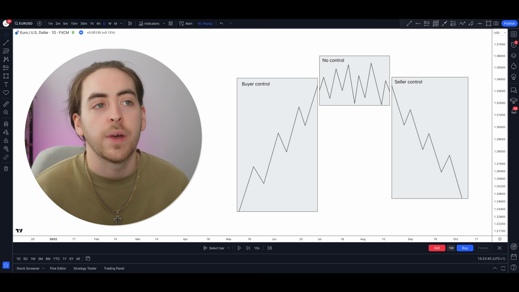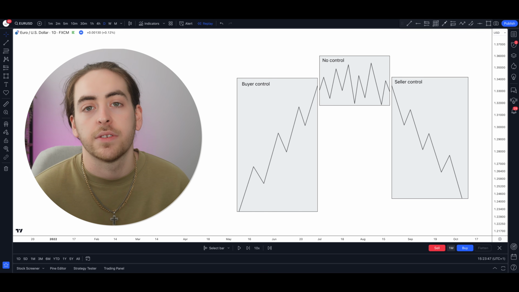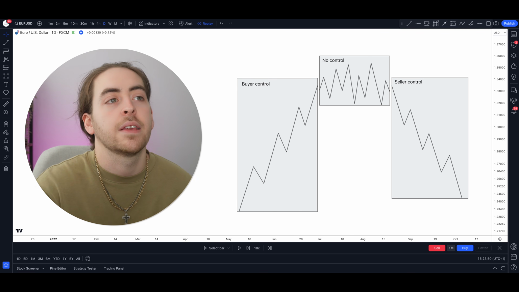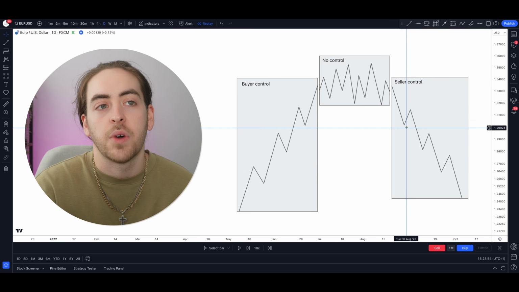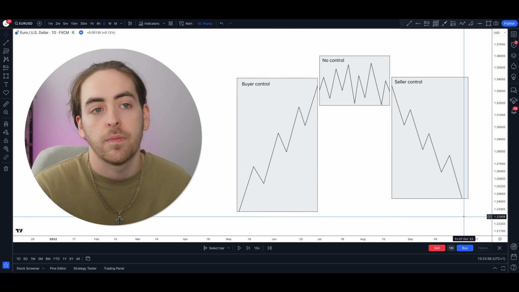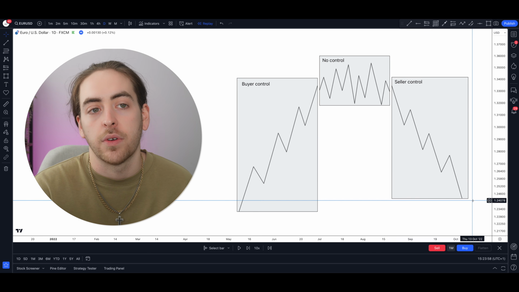Now the markets move based on a large battle between buyers and sellers. When there is more buying than selling in a market, the markets will go up. And when there is more selling than buying in a market, the markets will go down. This is literally the reason why the markets move.